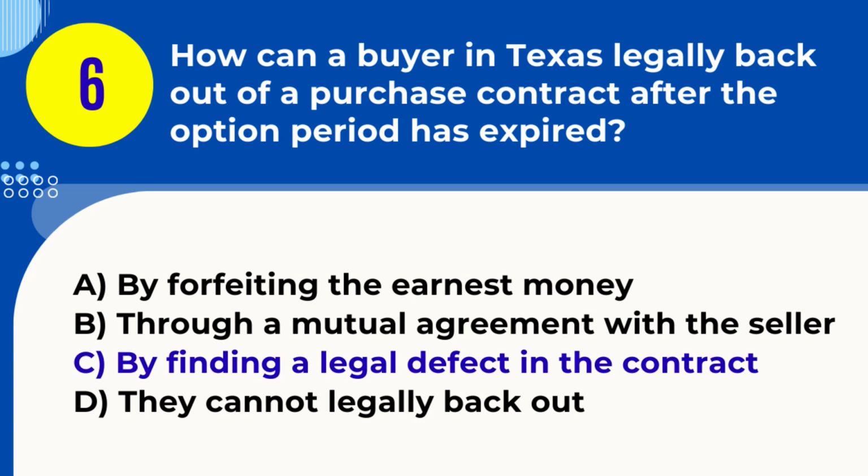Answer. C. By finding a legal defect in the contract. Explanation. Once the option period has expired, a buyer's options to back out of a contract are limited. One legal way is to find a defect in the contract that makes it void or voidable.